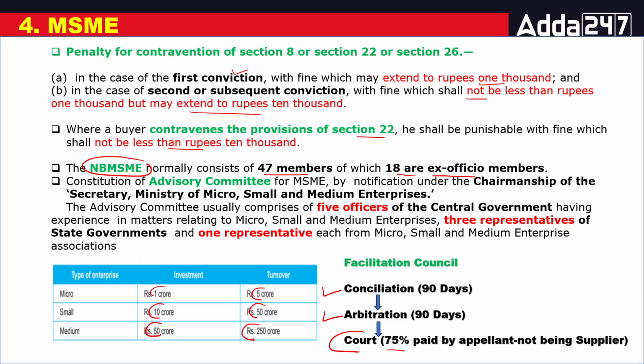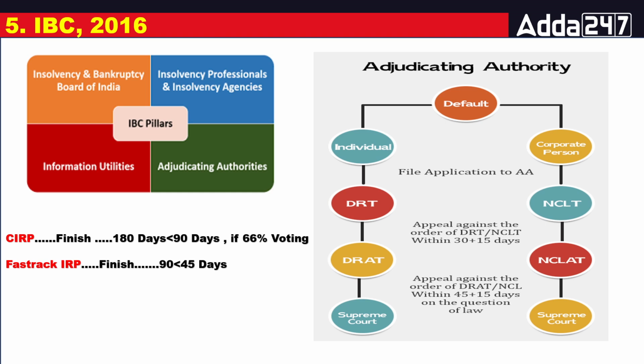Okay, then after that, we have the IBC, that is the Insolvency and Bankruptcy Code 2016. Four pillars: the Insolvency and Bankruptcy Board of India, as we can see here. The first, Insolvency Professional, then Information Utilities, and then Adjudicating Authority. So these are the four pillars of this one.